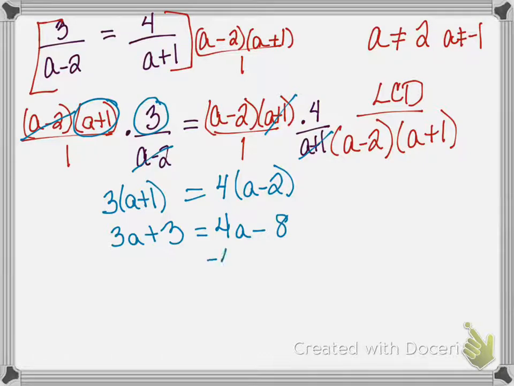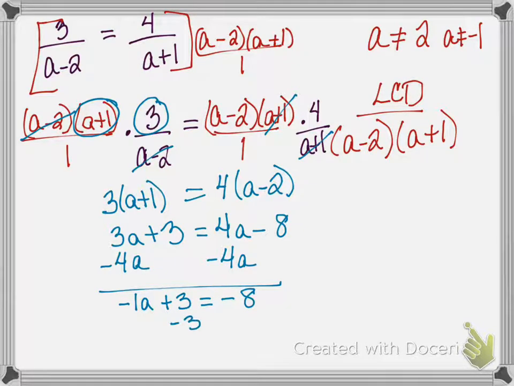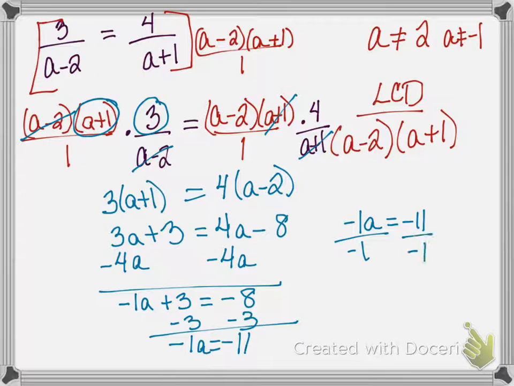I am going to go ahead and move it to the left this time. If you subtracted 3a from both sides, you're fine. Okay, so I'm left with negative 1a plus 3 equals negative 8. Okay, so I have negative 1a equals negative 11. What's a? Good. Is that my undefined values? No. So I'm good.